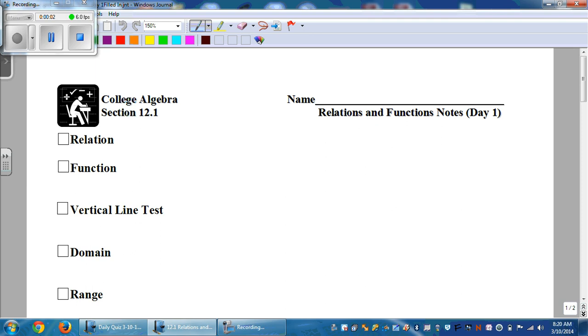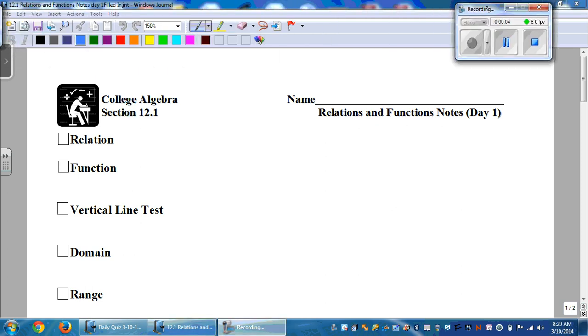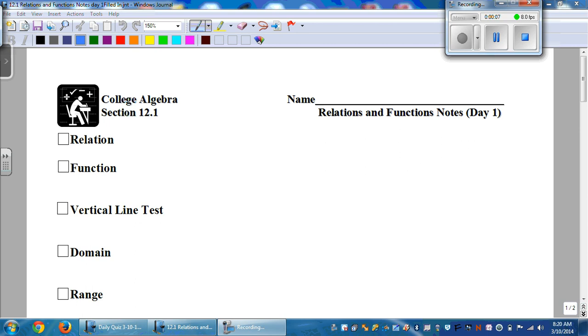Today's lesson is going to be 12.1. It's on relations and functions. So let's just jump right in. We have some definitions that we're going to talk about.